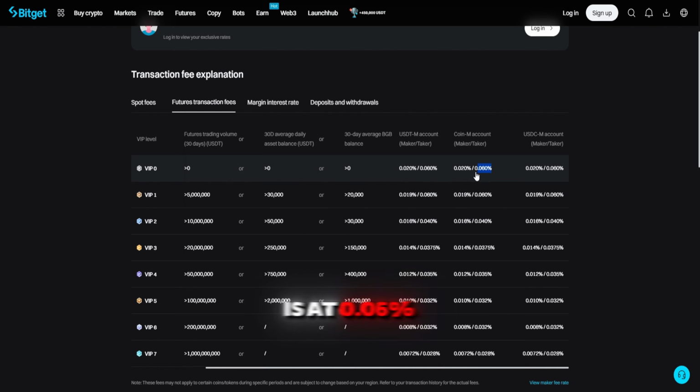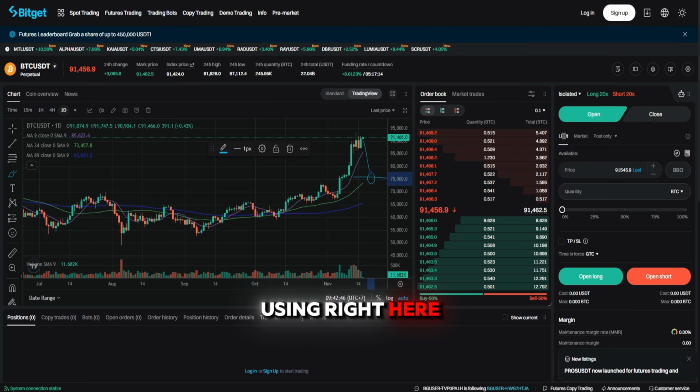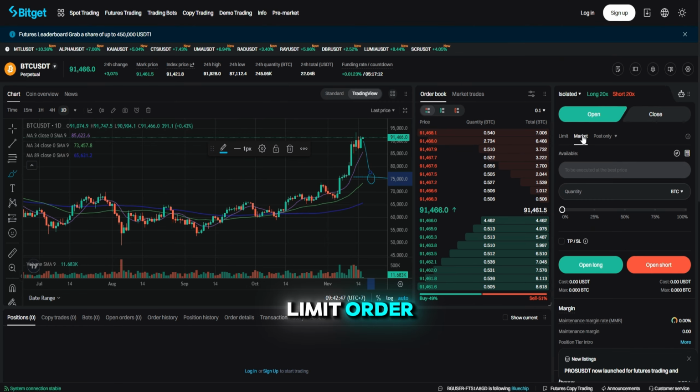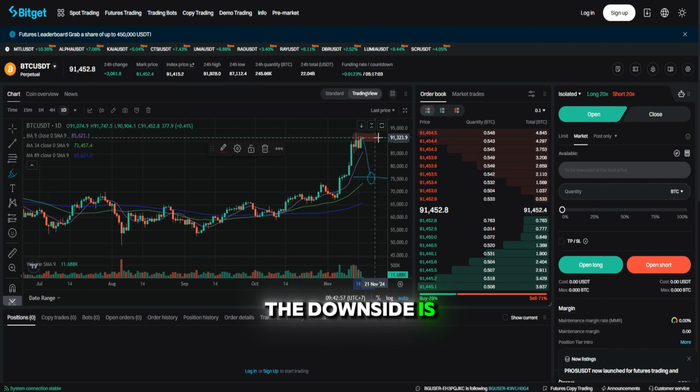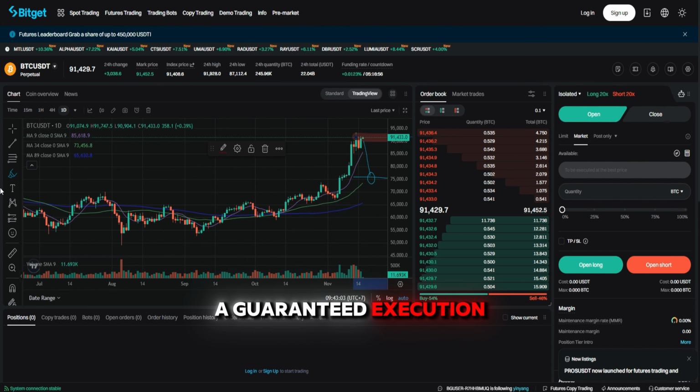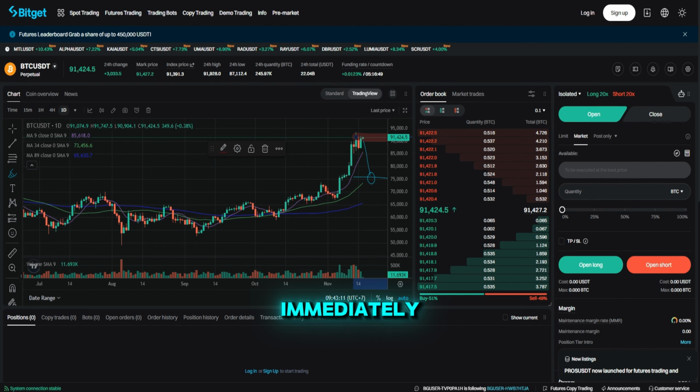On the other hand, there's also the taker fee, which is a bit higher. The taker fee is at 0.06%, and this fee we always have to pay when using a market order. So if you're using right here a market order instead of a limit order, then you cannot set any price right here because it will be executed immediately at the current market price. The downside is that the fee is a little bit higher, but on the positive side, you will have a guaranteed execution of the order and you can start trading and enter the market immediately right now.